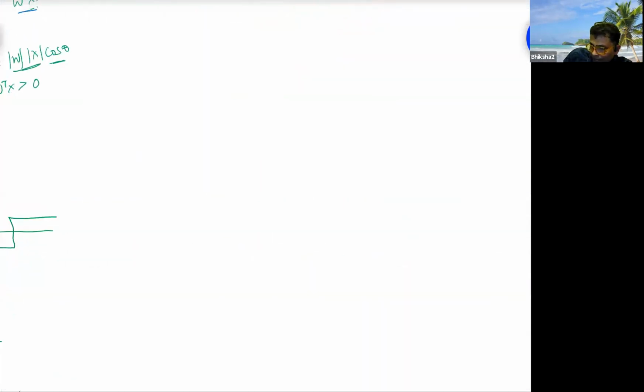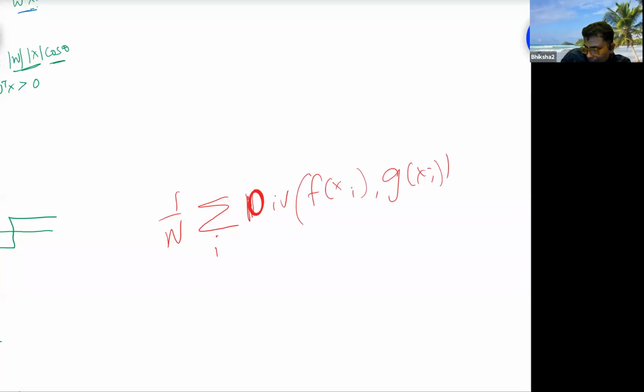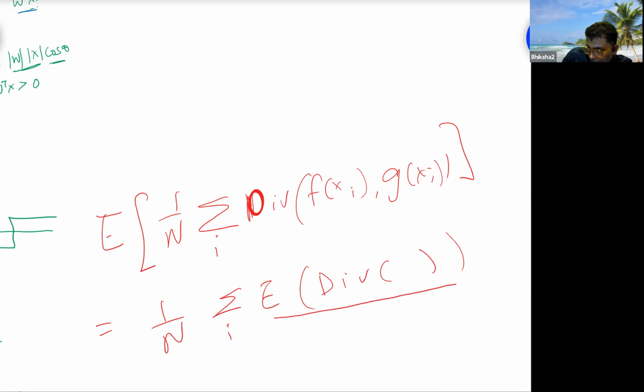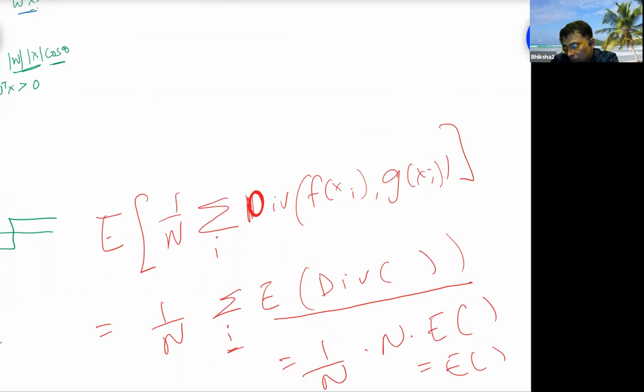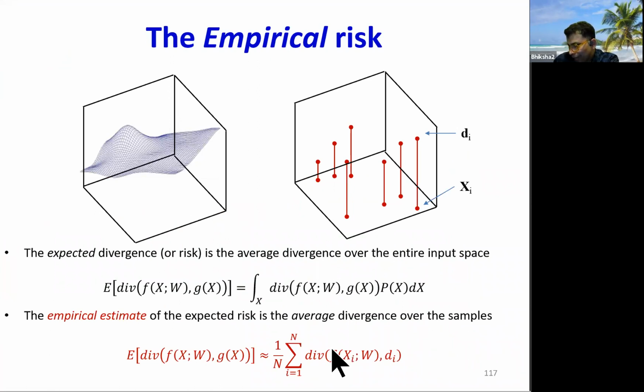Why? Because if I take the sum, 1 over n, of the divergence of f of xi and g of xi, which is the divergence at the ith training instance, I'm taking the average. And if I take the expectation of this, this is simply going to be 1 over n, summation over i, of the expectation of the divergence. Now, the expectation of the divergence is not a function of the input itself. So this is simply going to be 1 over n times n, because you're summing n of these, where n is the number of training instances, times the expectation, which is thus the expectation itself. So what this means is that provided you draw the training data from the actual distribution of the data, then this average divergence over the training instances is what is called an unbiased estimate of this expected divergence.